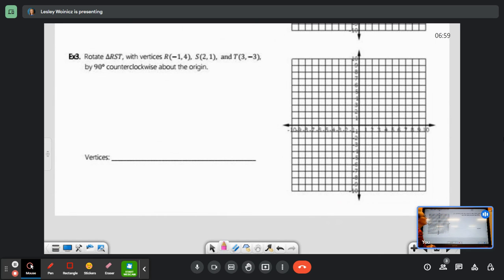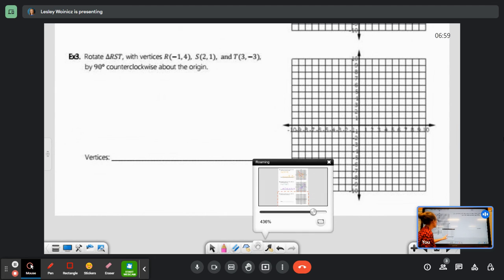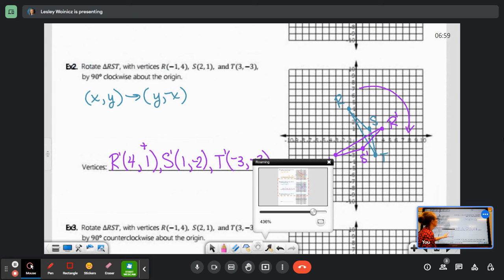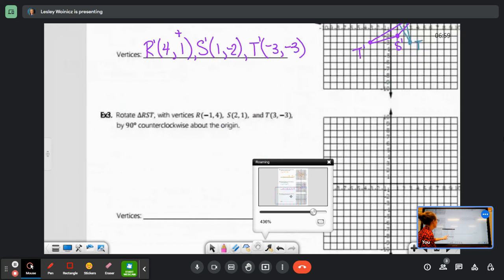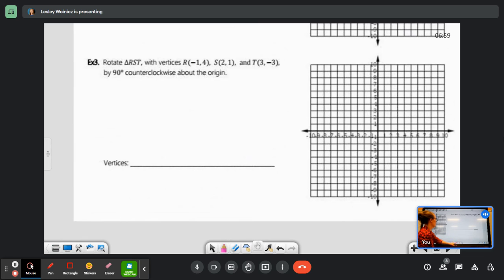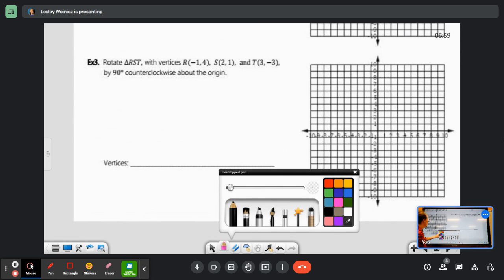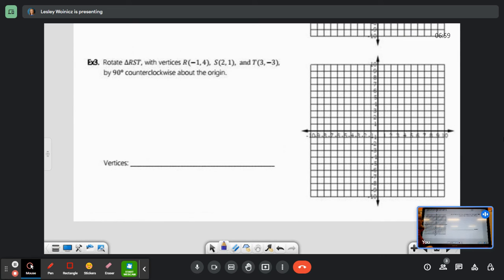Okay, RST. So R, is this the same one? Are we just going the other direction? Yeah, this is the same one. We're just going to go in the other direction. That's fine. Okay. R is at negative 1, 4. S is at 2, 1. And T is at 3, negative 3.